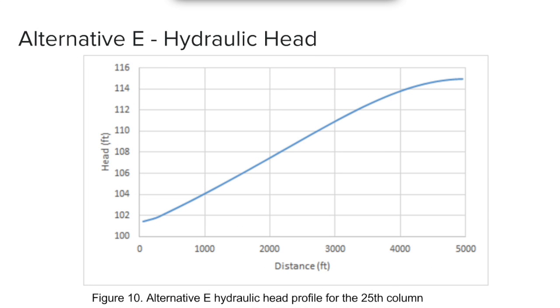This is the hydraulic head profile for alternative E. You can see that it is different from those that you've seen before for D and C. This head profile resembles alternatives A and B's head profile the most. And again, it's for the 25th column.